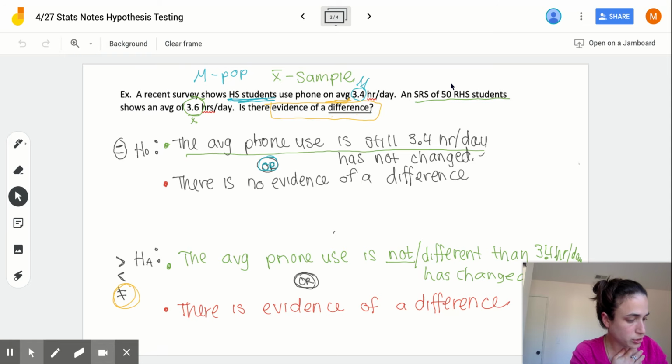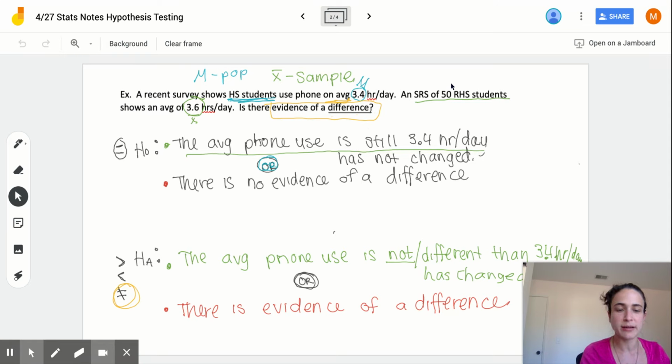For our H0, we basically want to say that nothing has changed. It's the no difference hypothesis. So what we wrote right here is there is no evidence of a difference. We're saying that there's not evidence of a difference, that the average phone use is still 3.4 hours per day, or that it hasn't changed.